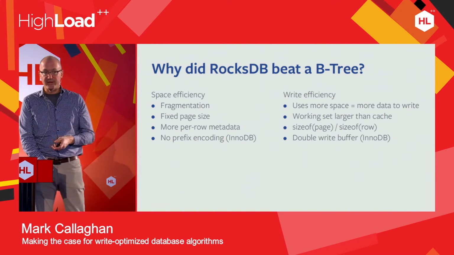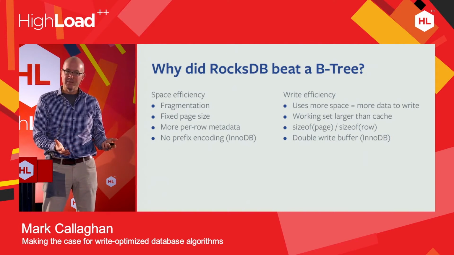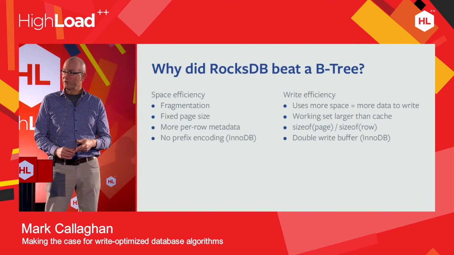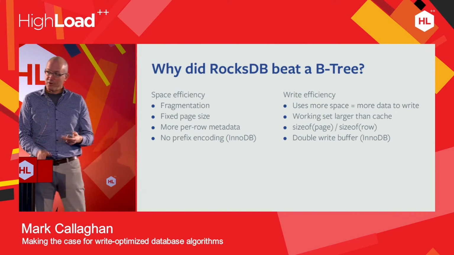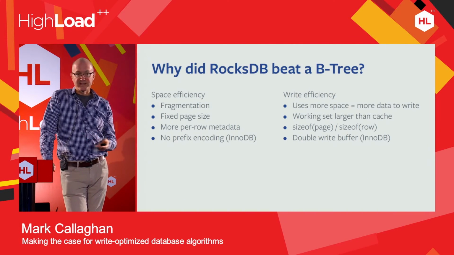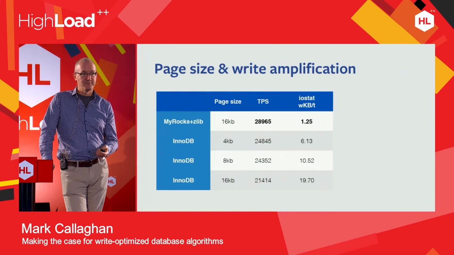And so in the worst case, the write amplification is the size of the page, 8 kilobytes or 16 kilobytes, versus the size of the row, which might be 100 or 200 bytes. And the final is the double write buffer. Most people run InnoDB with a double write buffer to protect against partial page writes on panic. That doubles the amount of writing that you do to storage.